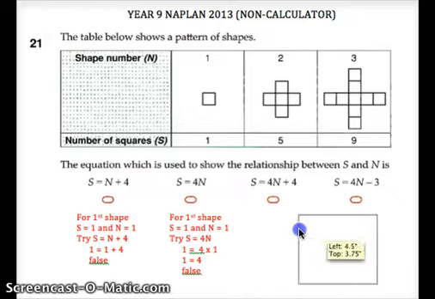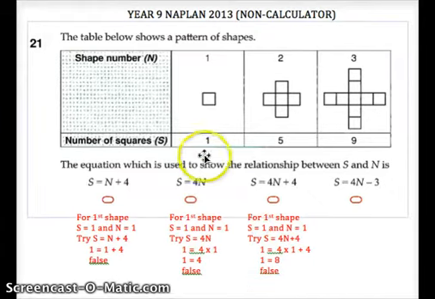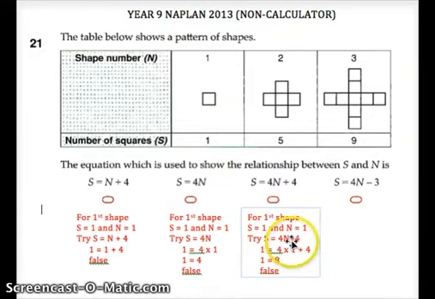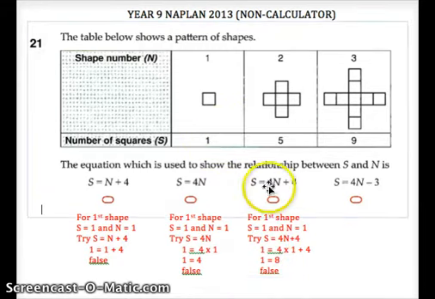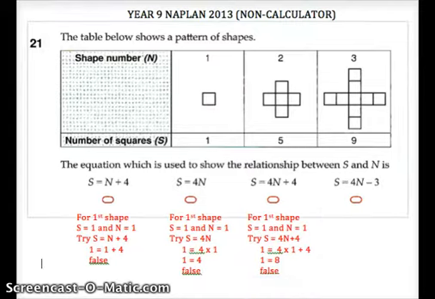Let's try the next formula, S equals 4n plus 4. Again, we'll use this first shape here, where n is 1 and S is 1. Now substituting into this formula, S equals 4n plus 4, we get 1 is equal to 4 times 1 plus 4. Now 4 times 1 is 4, plus 4 is 8. Does 1 equal 8? No, it doesn't. So that is not the formula.